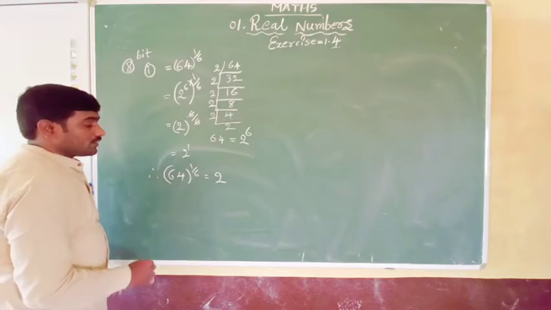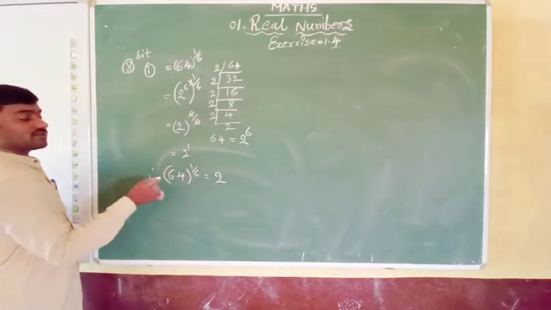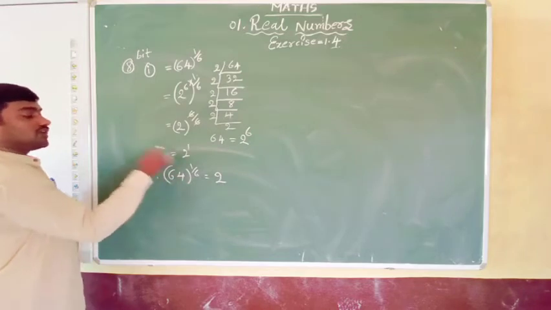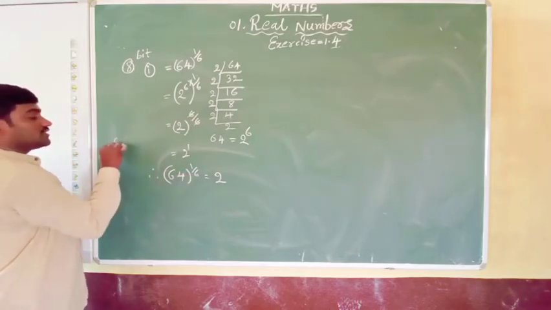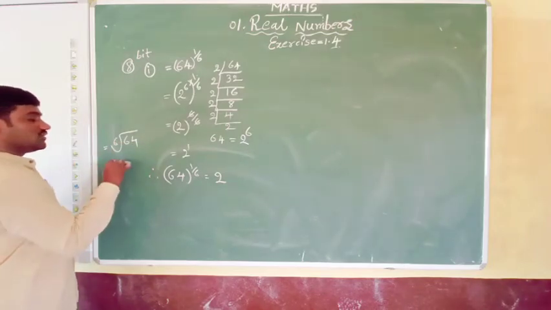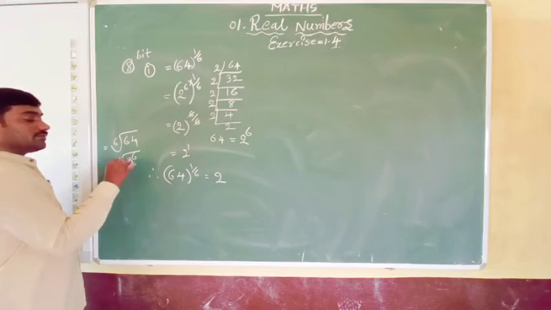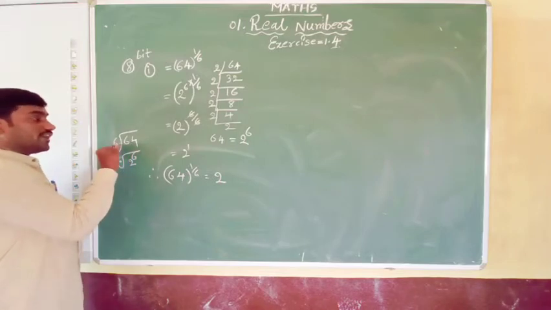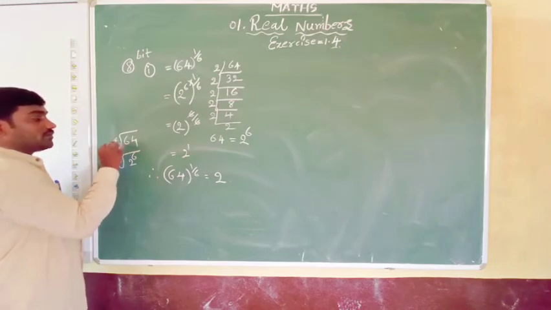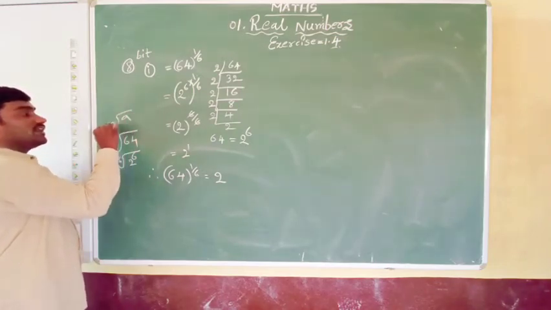Simple. So here 64 whole to the power of 1 by 6 we can also write in the radical form. This is the exponential form, so let us change it into the radical form. Here it is the 6th root of 64. This 64 we can write as 2 to the power of 6. Here 64 is written as an nth power of a number. Here the nth power is 6. The nth root of a, no. Here the value of n is 6.